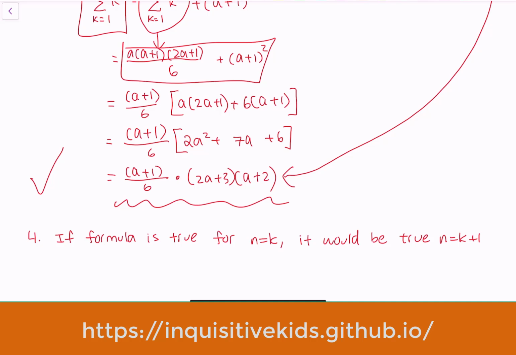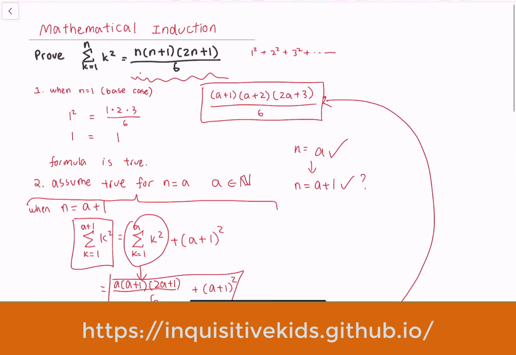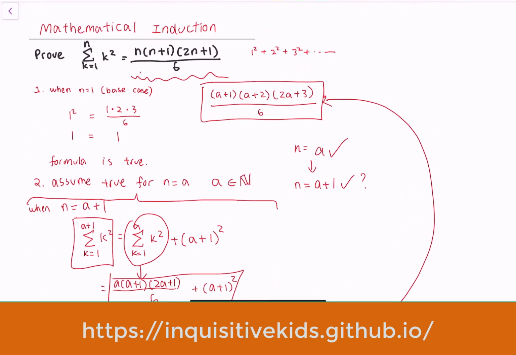Because in the very beginning we proved that the formula is true for n equal to 1, it means that it would be true for 1 plus 1, which is 2. And because the formula is true for 2, then it would be true for 3. So the cycle keeps going on and on. It's like a stack of dominoes. As long as one value of n is true, all other positive integer values of n are true. So we have proved, using mathematical induction, the formula for sigma k squared.